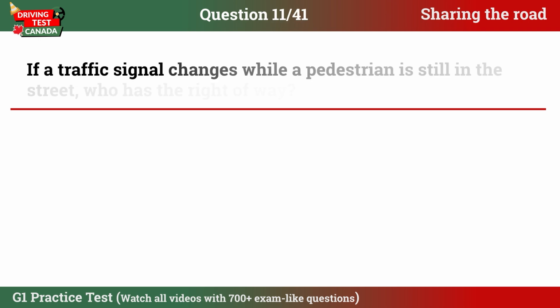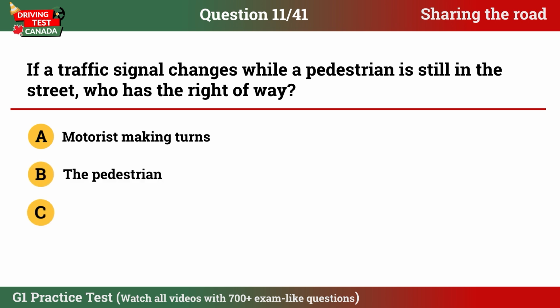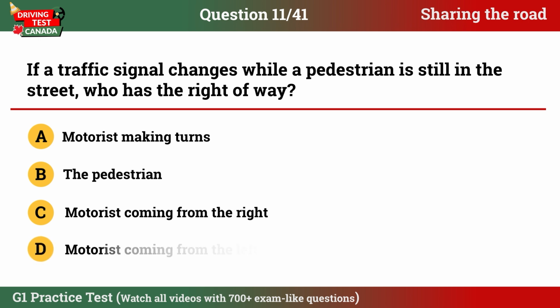Question 11. If a traffic signal changes while a pedestrian is still in the street, who has the right of way? A. Motorist making turns. B. The pedestrian. C. Motorist coming from the right. D. Motorist coming from the left.